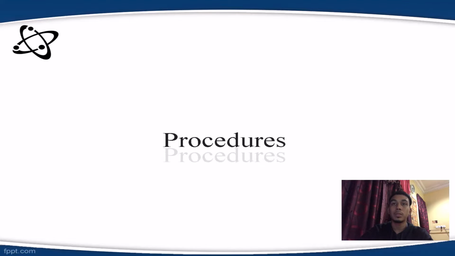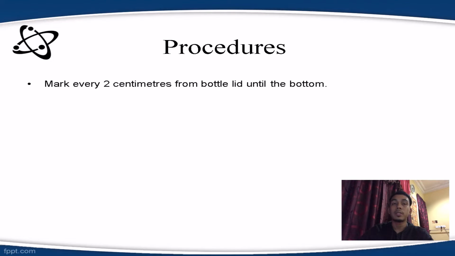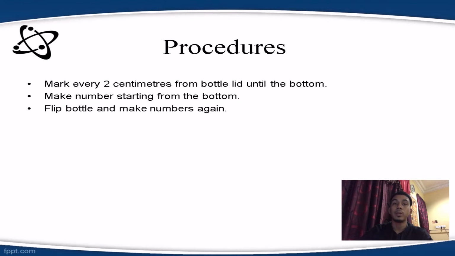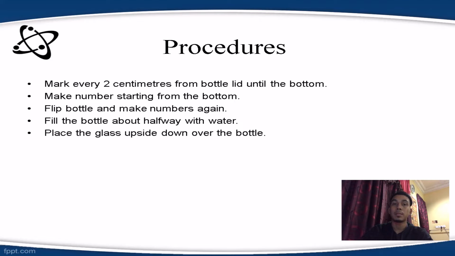For the procedures of the experiment, in the first step, we mark every 2 centimeters from the bottle lid until the bottom. Next, we make numbers starting from the bottom, and then we flip the bottle and make numbers again. After that, we fill the bottle about halfway with water. After that, we place the glass upside down over the bottle, and then we quickly flip it over so the glass is upright.